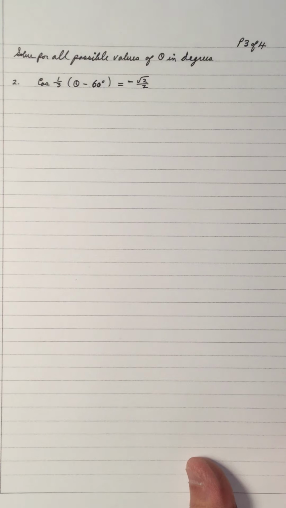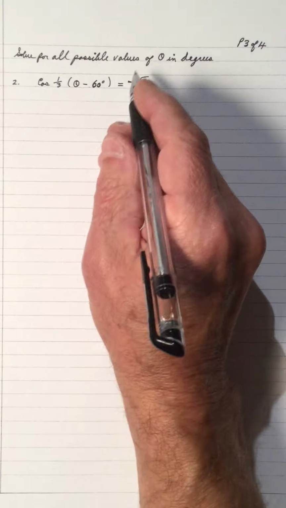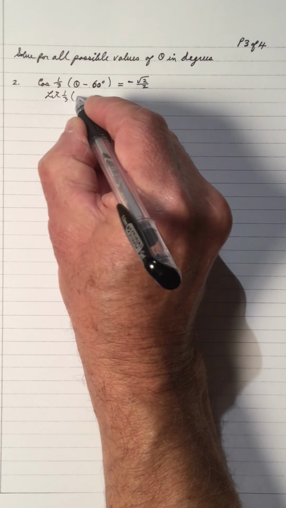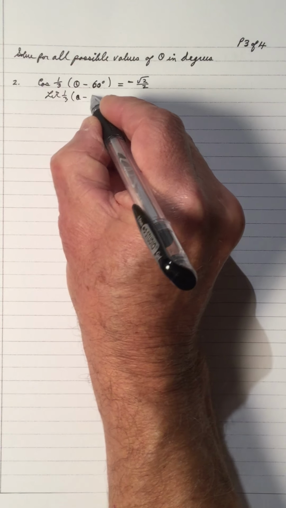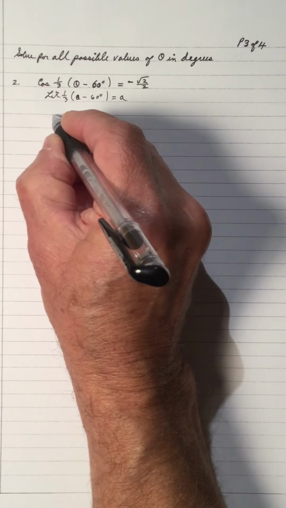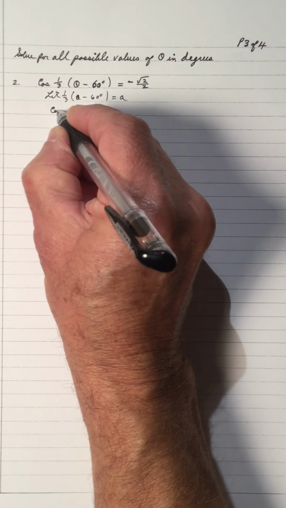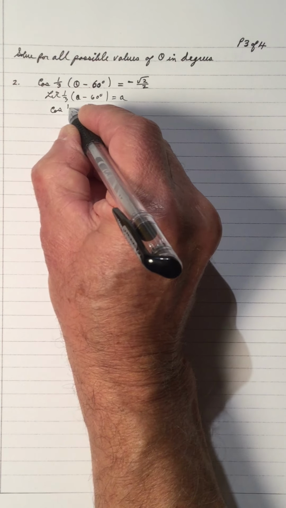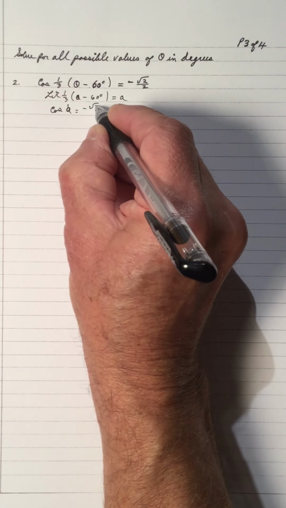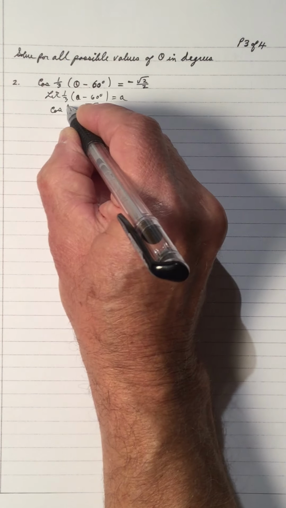Okay, that's one example. Solve for all values of theta in degrees. We have another one to do just for extra practice. So we let one third theta minus 60 equal a. So the equation, we've got cos, we make that an a, of a is negative root 2 over 2.